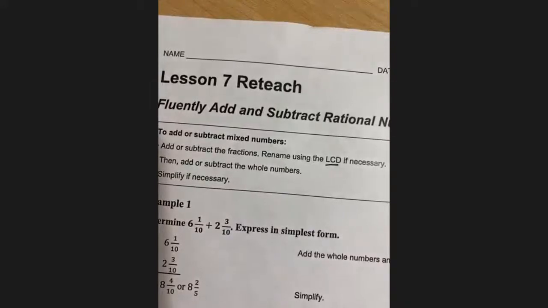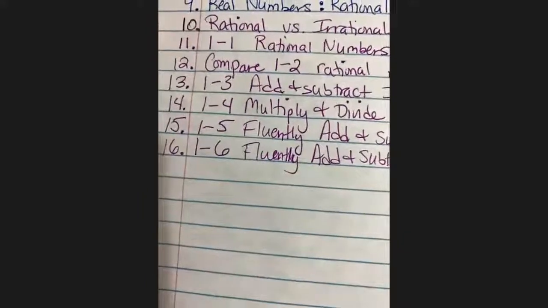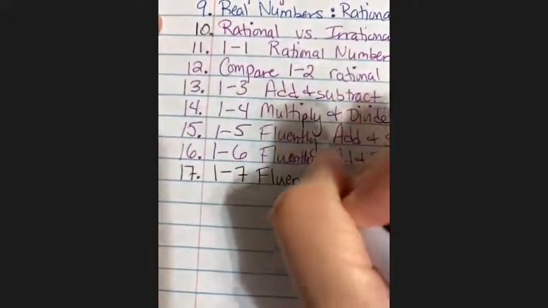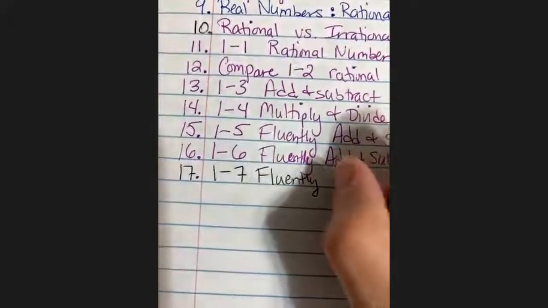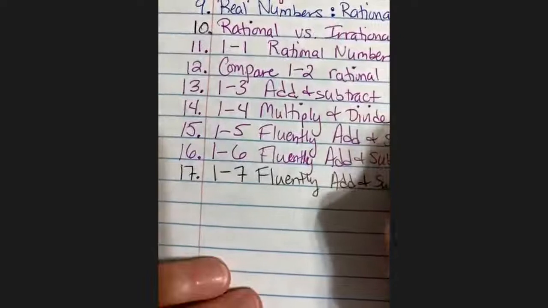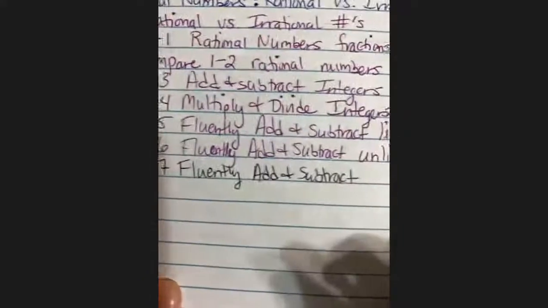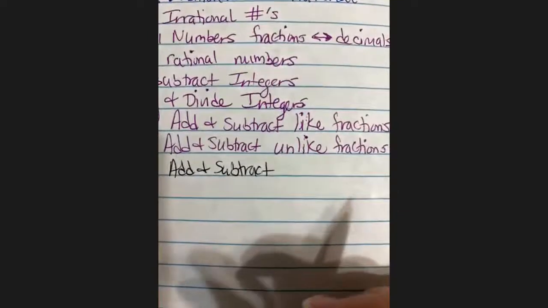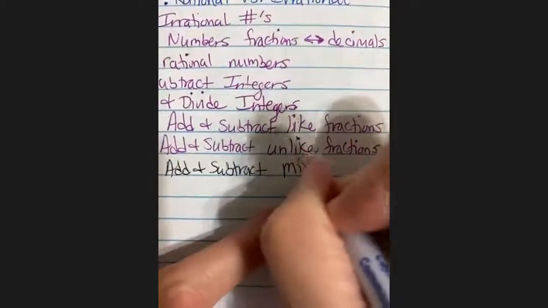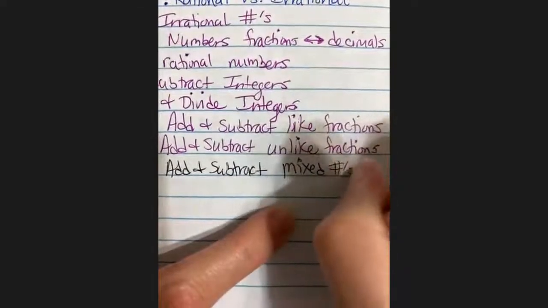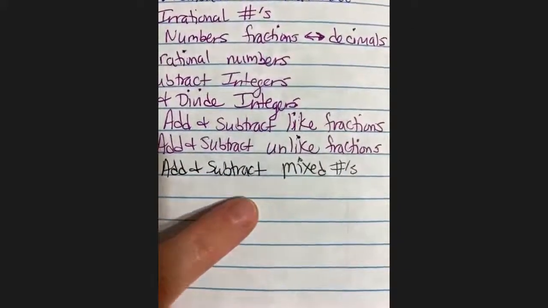And you should be gluing this into your journal at this time. And it should be going on page 17. So I'm going to move right over here to my journal. We're going to have page 17. And this is 1-7. We are learning to fluently add and subtract. Fluently add and subtract. And it is unlike fractions, but we're mainly dealing with mixed numbers, and sometimes they have the same denominator and sometimes they don't.